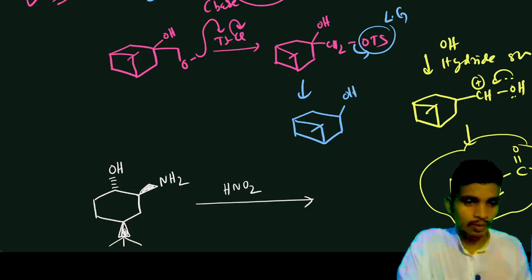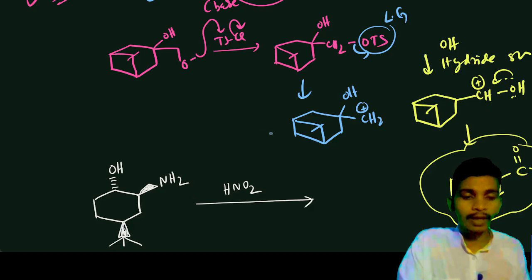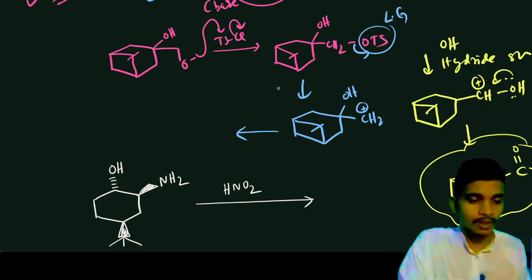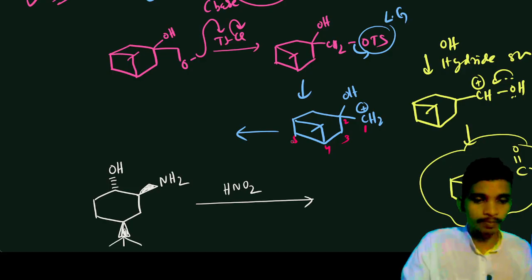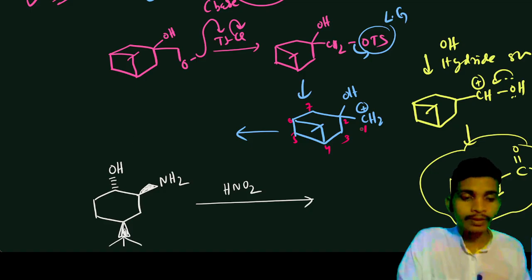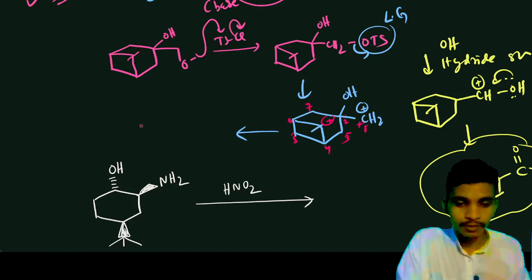So what we get here is OH and CH2 with a positive charge. Now this is the positive charge, so after that it will do the ring expansion. So this is 1 2 3 4 5 6 and 7, because ring expansion is there. If you do the ring expansion, then it is positive, I want to make this bond, and the positive will break the bond, so this bond will break.